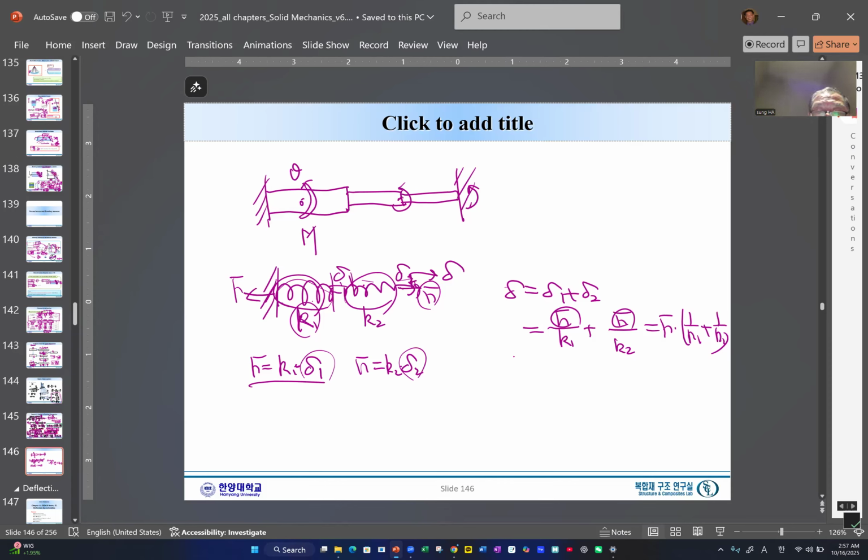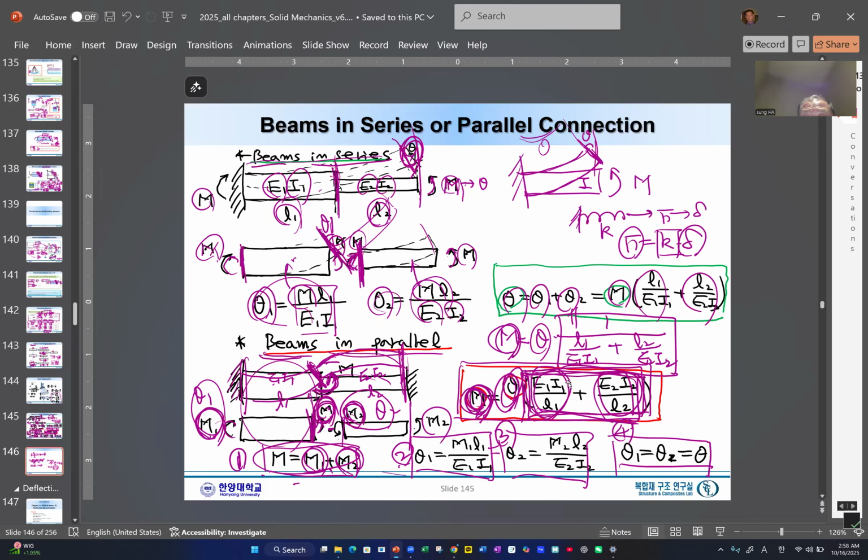So in terms of stiffness, what do we do? This is a stiffness. F equals delta times stiffness. What is that? 1 over K1 plus 1 over K2. Now you can see this is very well known: stiffness in the case of springs in series. So compared to this, now this one and that, moment and theta, pretty much the same as the spring under series.